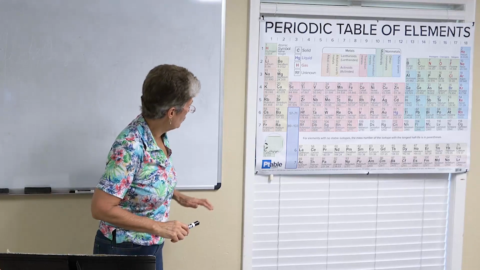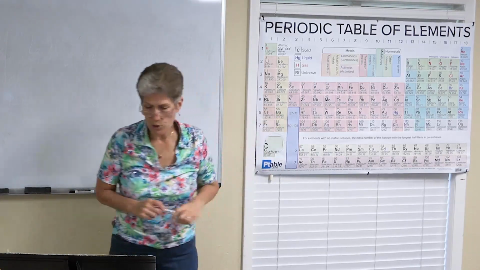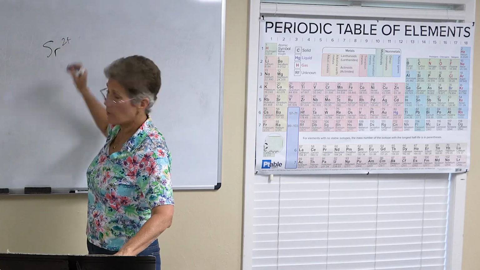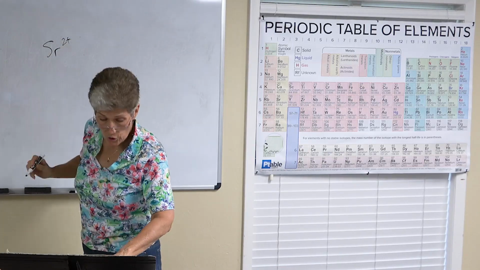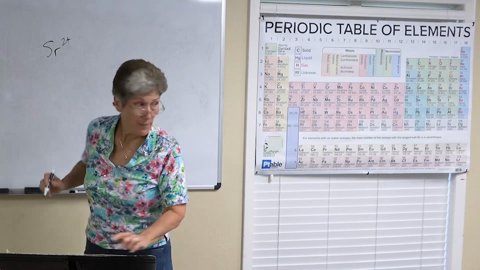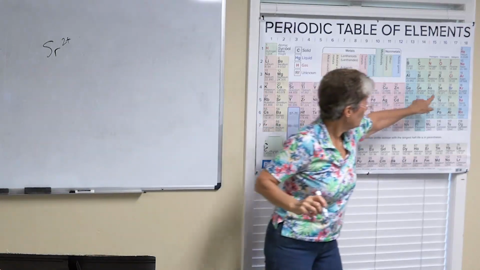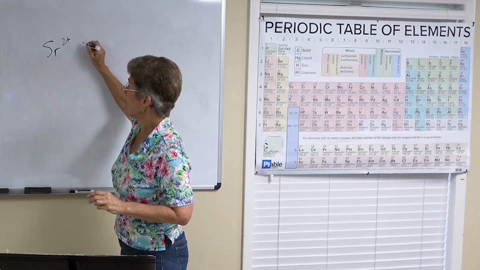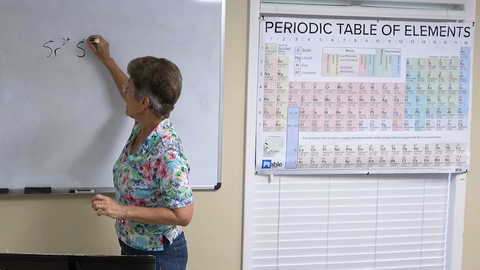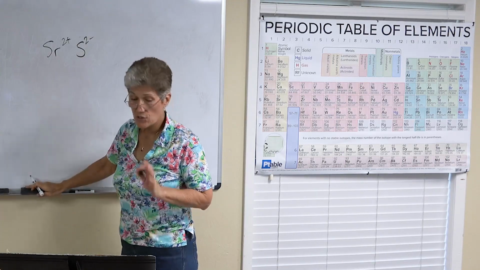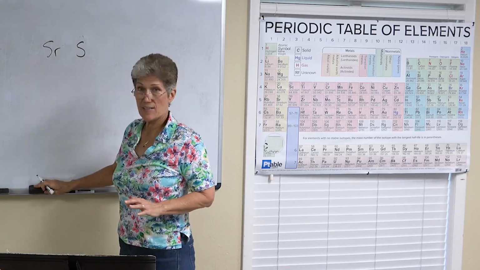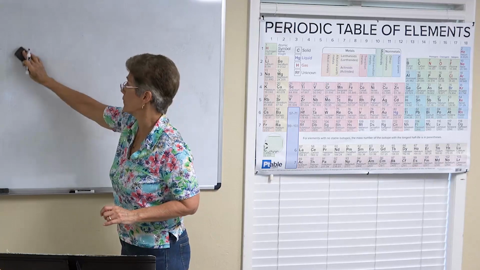Sr, which is strontium, was right here. It's a group 2 metal, so it would take on a +2 charge. And we just did selenium. Selenium was over here, and it is a nonmetal in group 6, so it takes on a -2 charge. This is a 1-to-1 relationship, so you just drop the charges, and that's how you would write the ionic form.